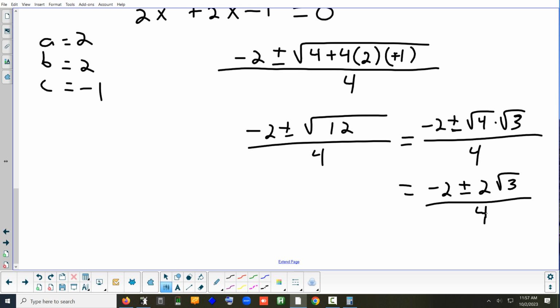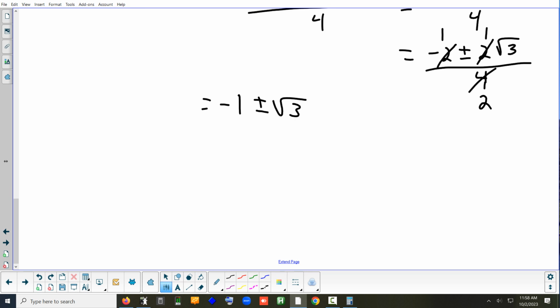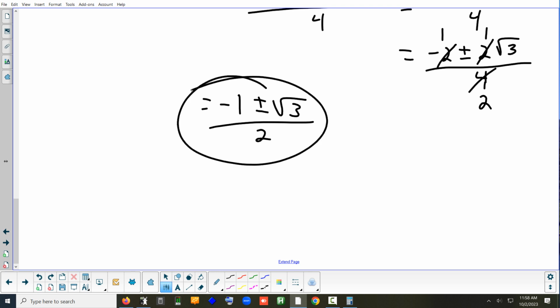And now, since we simplified that, what number is everything divisible by that's outside of a root? 2. 2 goes into itself how many times? Once. And 2 goes into 2 and into 4 how many times? Twice. So the final answer you get is negative 1 plus or minus, and you don't have to write 1 square root of 3, you can just write square root of 3, divided by 2. That's the final answer, as simplified as you can make it.